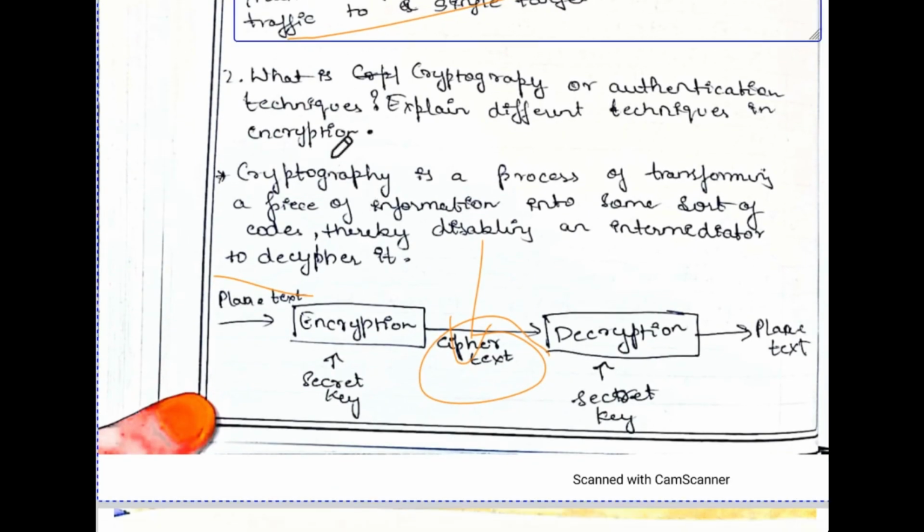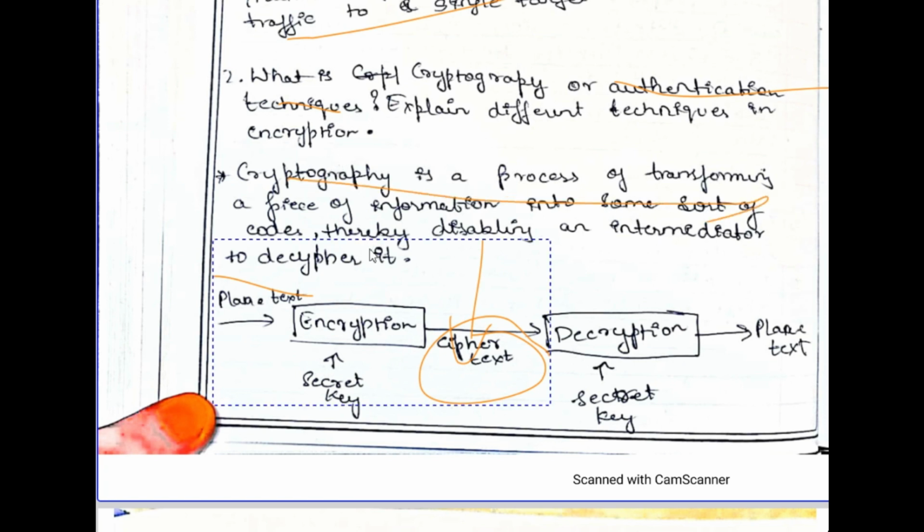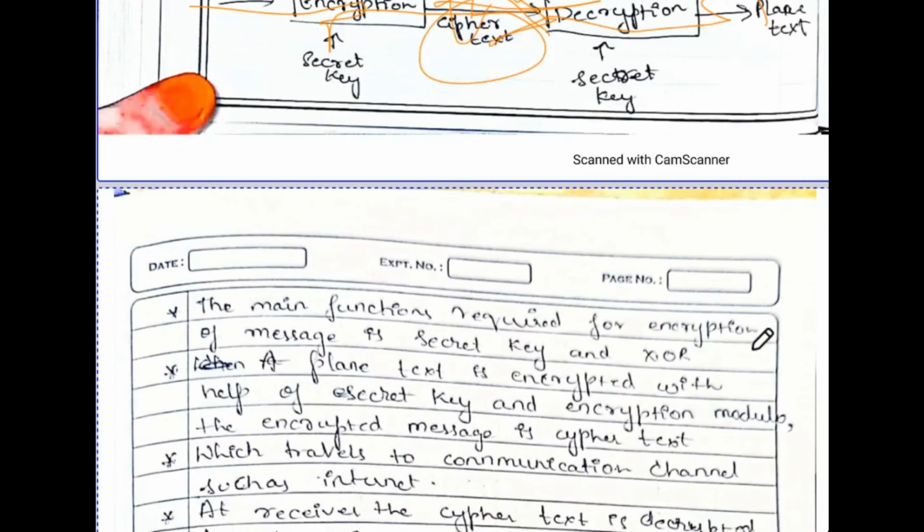What is cryptography or authentication techniques? Cryptography techniques, not authentication. Explain different techniques in encryption. A cryptography technique is the process of transforming a piece of information into some sort of code, thereby disabling an interpreter from deciphering it. When plain text enters, it is encrypted with the help of a secret key. The ciphertext is created, and the ciphertext is given as input to decryption, and then the plain text is created.